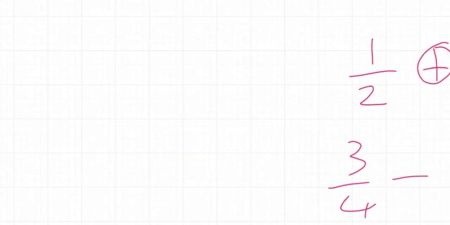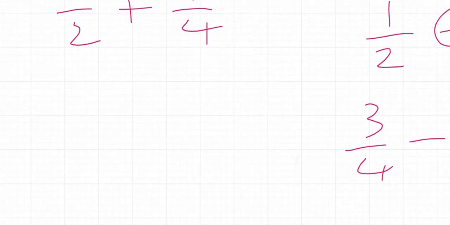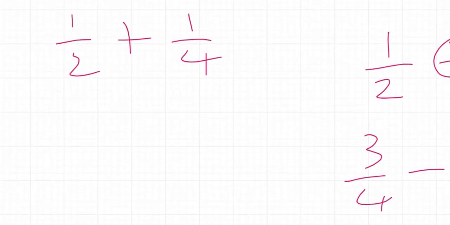Let's say we have a half plus, say, a quarter. What would the answer for this be? Well, since the denominators are not the same, we could actually try two methods. We could use the LCM method to solve this. So we could say, all right, the LCM would be 4.